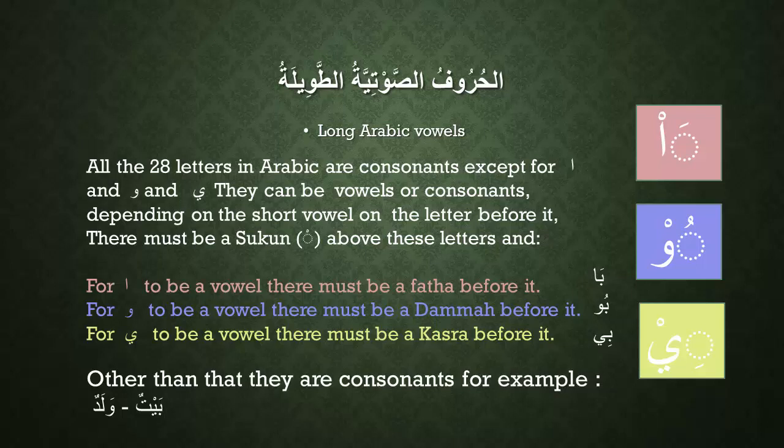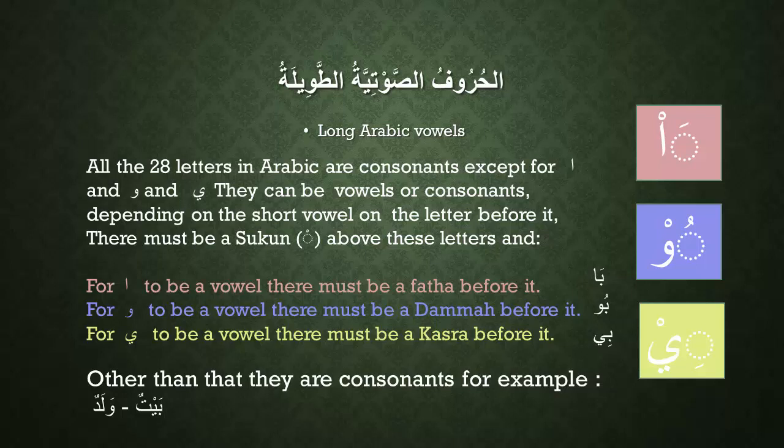So let's look at the first example. There is a ba, there is fatha above it, and there is alif. We can read it as ba, ba. The second one, there is ba, there is dhamma above it, and there is waw. We read it as boo, boo. The third one, there is ba, there is ya, and there is kasra under the ba. So it is bee, bee. Other than that, they are considered consonants.